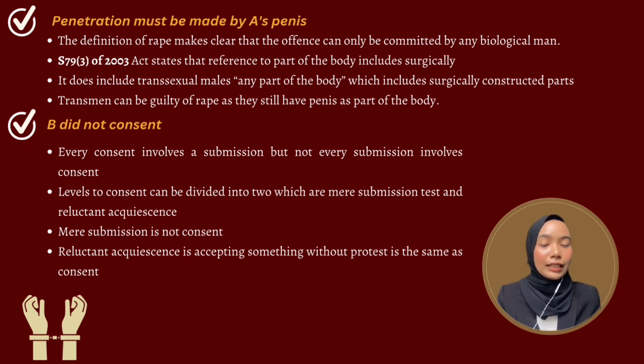Next, B did not consent. Every consent involves a submission, but not every submission involves consent. Levels of consent can be divided into two, which are the mere submission test and reluctant acquiescence. Mere submission is not consent, while reluctant acquiescence, which is accepting something without protest, is the same as consent.